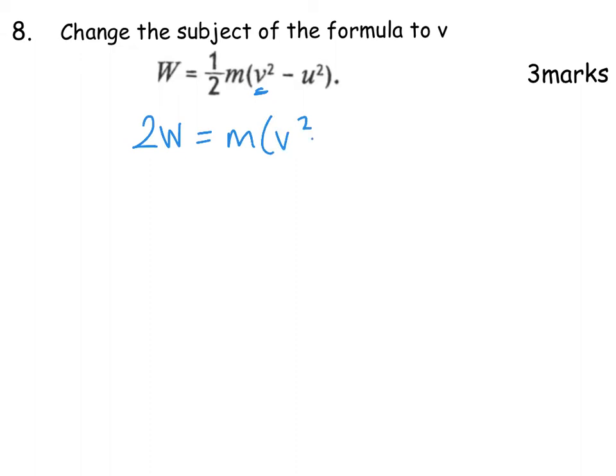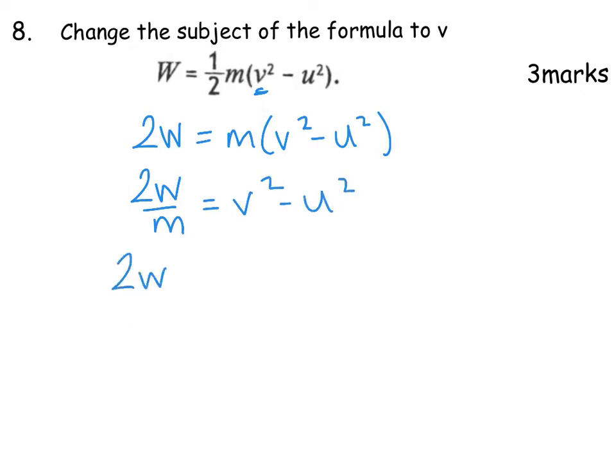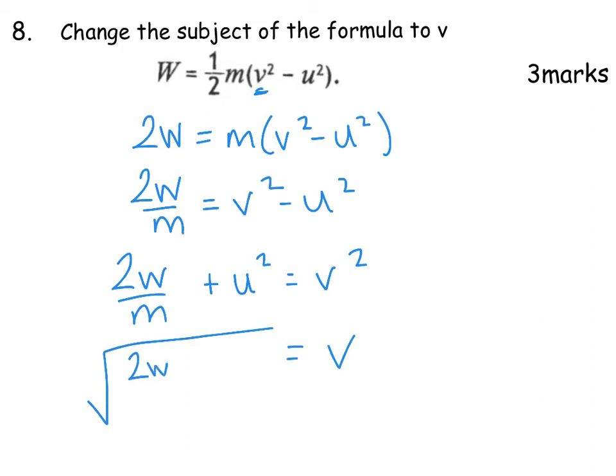m times your bracket. Again, you could multiply out your bracket here, but that's just going to introduce more m terms. M is multiplying the bracket, so I'm going to do the opposite of multiplying, I'm going to divide. So I'm going to do 2w all over m equals v squared minus u squared. From there, we need to take the u squared over, so that's going to join the fraction but not become part of it. So it'll become plus u squared equals v squared. And then the opposite of squaring is square rooting, so you need to make sure a big square root goes over everything on this side.